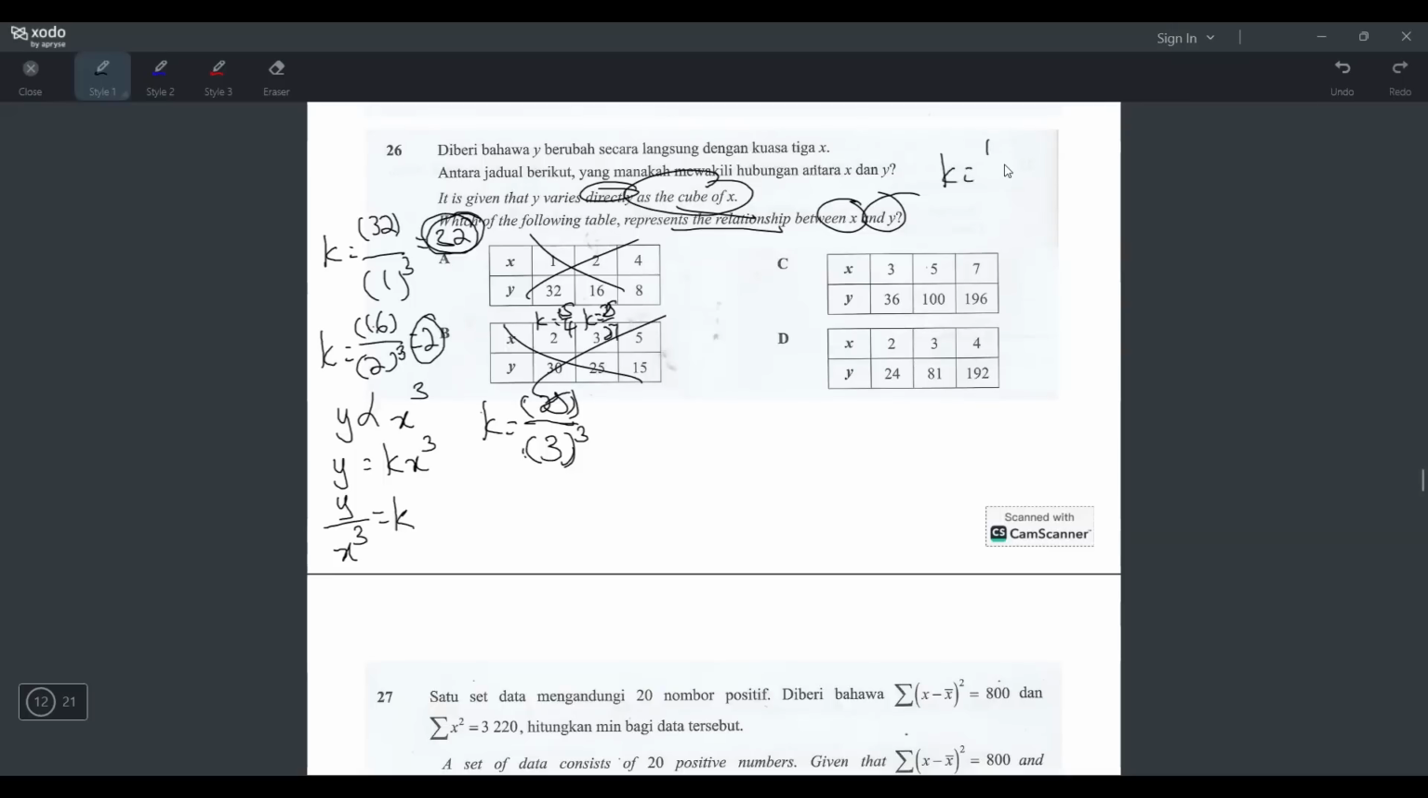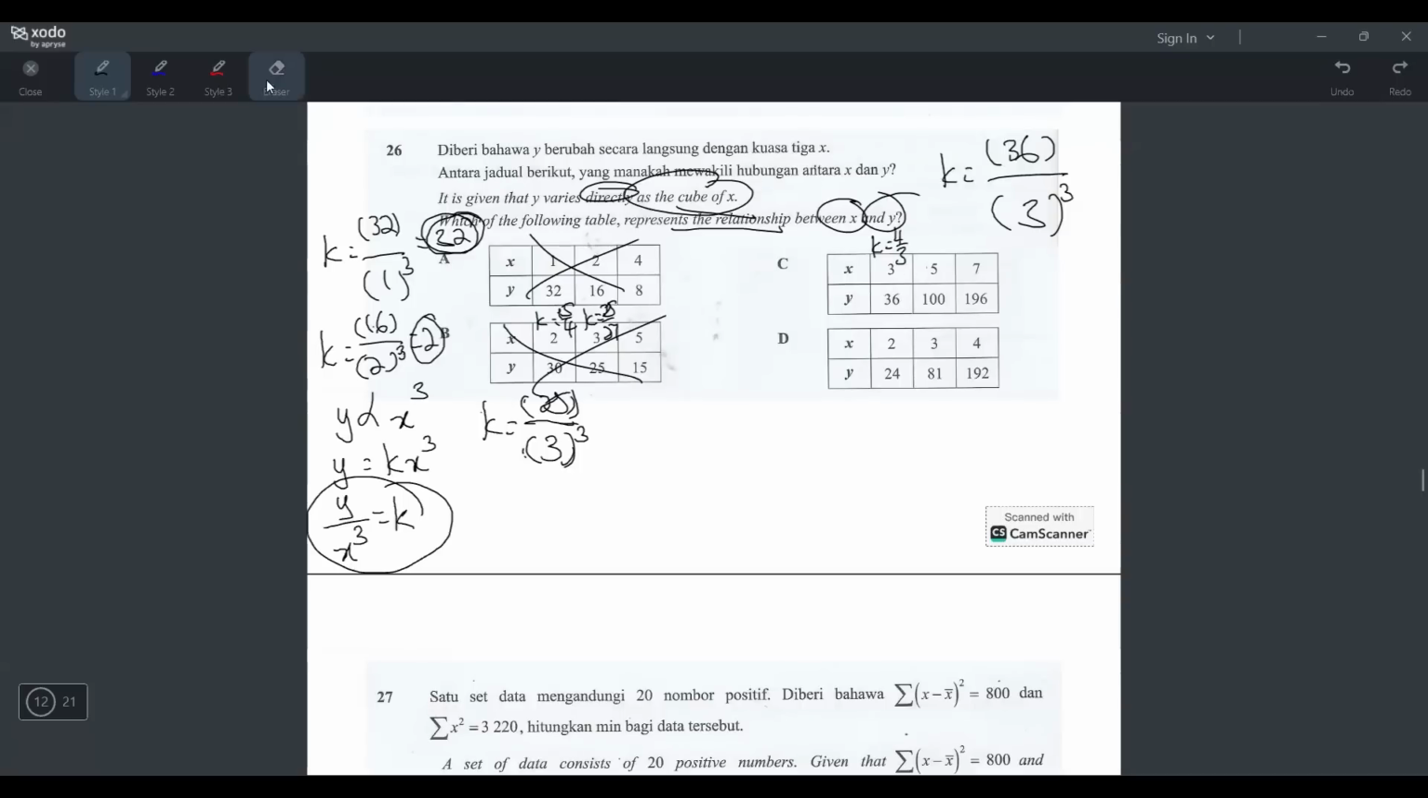You do k equals y over x power 3. Because I did this already, I use this k equals. The y is 36, the x is 3. 3 power 3 is 27, 36 divided by 27. My calculator gives me 4 over 3. It means if I use this x and y, my k will get 4 over 3.